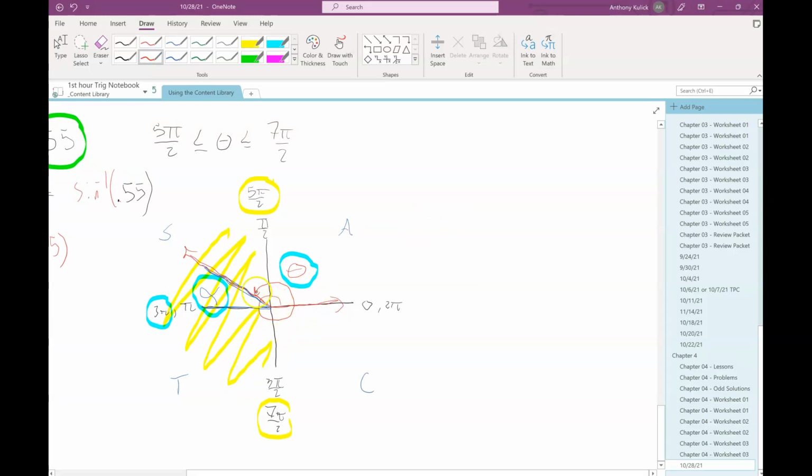Well, if I go to theta, and then I go alpha more, I end up at 3 pi. Did you guys see that in the picture? If I go around theta, and then I go alpha more, I'm at 3 pi. So I can say theta plus alpha is equal to 3 pi. Is that okay?